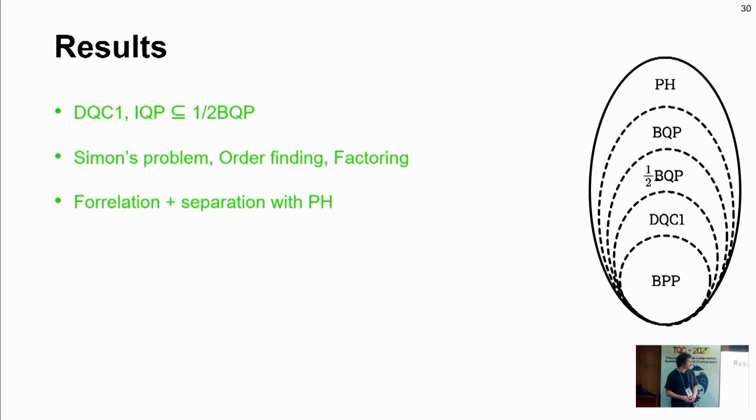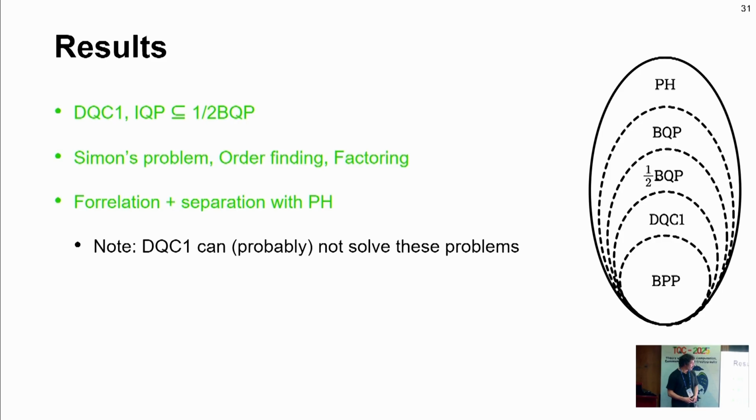You can also obtain the correlation and polynomial hierarchy separation within half BQP. So from that perspective, despite being a seemingly weak class, you can still separate it from the polynomial hierarchy in the oracle model. And since one of our goals is to help resolve this conjecture that half BQP sits non-trivially between one clean qubit and BQP, we should note that as far as we know, one clean qubit can't do these things.